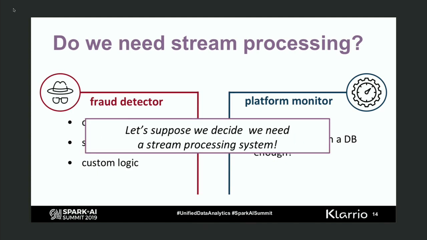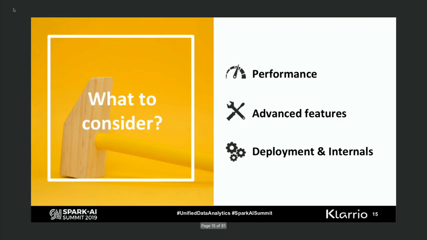But for the purpose of this talk, let's suppose we decide we need a stream processing framework, and let's go through this process of what you look at when you make a decision. So I listed 3 broad categories of things to consider. The first one is performance, then you also have advanced features which the frameworks offer, and finally deployment and internals.